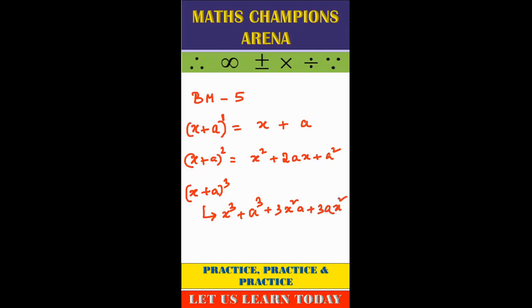How many terms are there? You can look at this. The power is 3. The number of terms is 4. But generally, to remember, we write like this. Generally, the term x a cube is not written immediately after x cube. We need to write this after writing the final term. So x cube plus 3x square a plus 3x a square plus a cube. So this is again one more understanding in the basic mathematics.